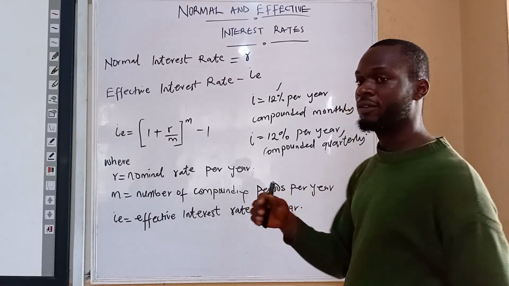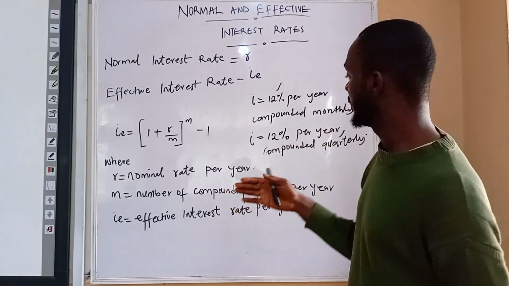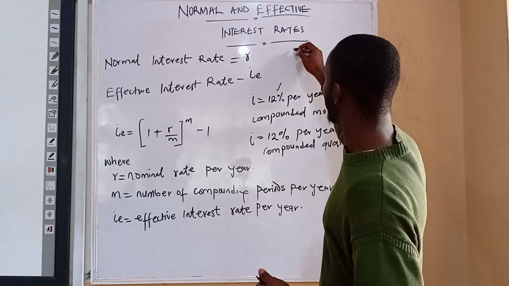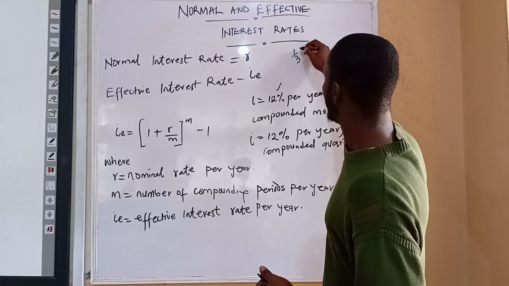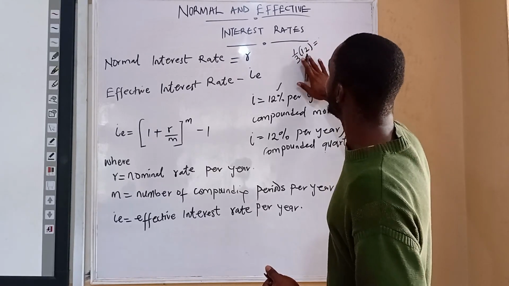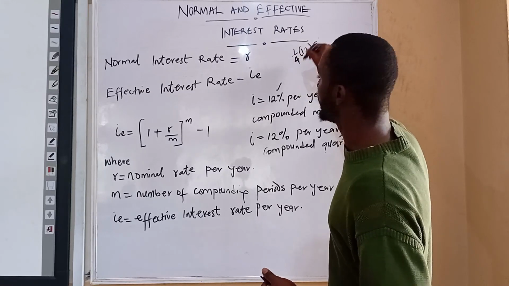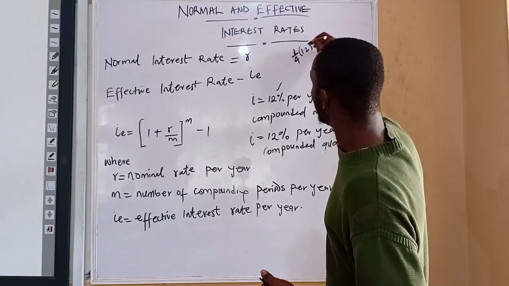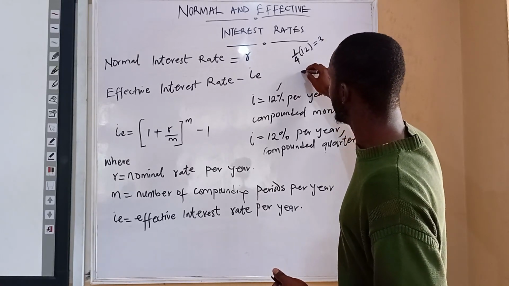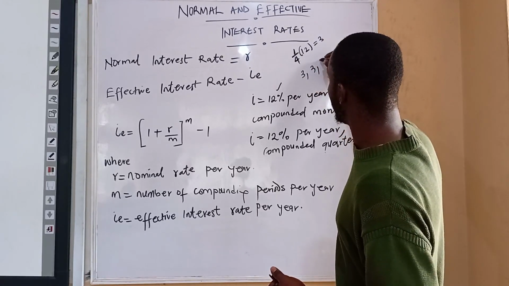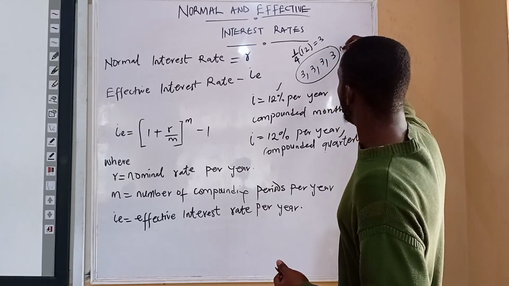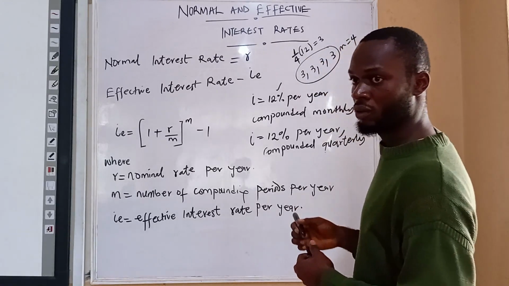In a year, we have 4 quarters. How do you get that? This word quarter means 1/4. 1/4 of 12 will give us 3. So in 12 months, we have 3, 3, 3, 3. So that's why we have our M to be 4.